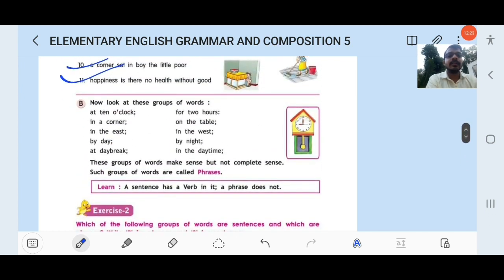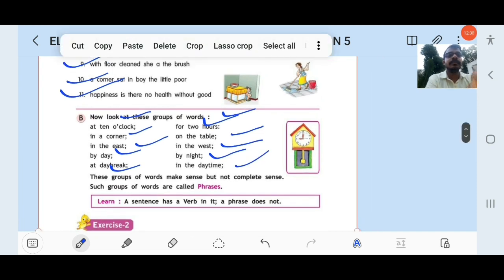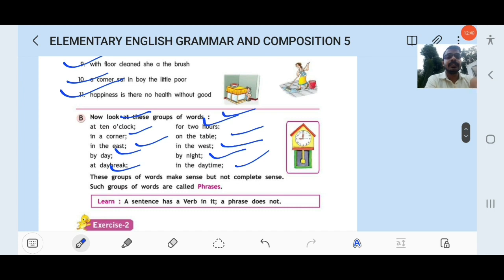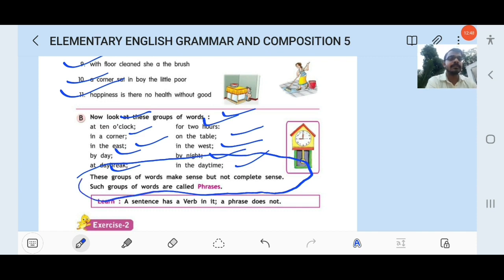Okay. So here now look at these group of words. At 10 o'clock, in a corner, in the east, by day, at daybreak, for 2 hours, on the table, in the west, by night, in the daytime. So here you find these group of words make sense but not a complete sense. Such groups of words are called phrases.